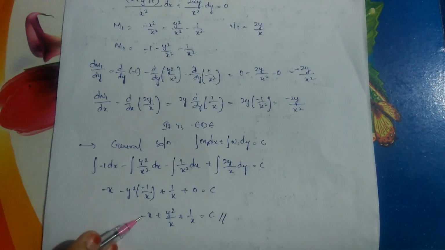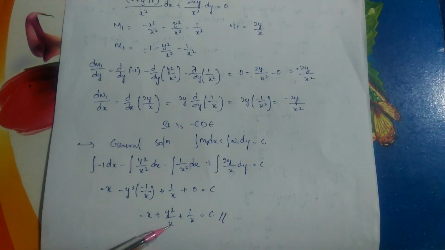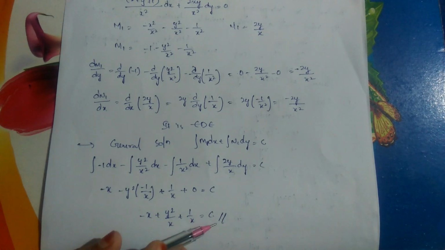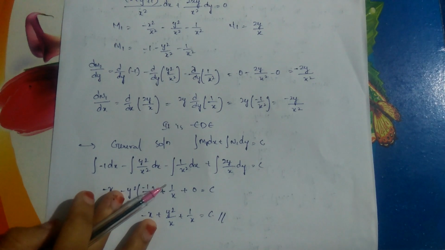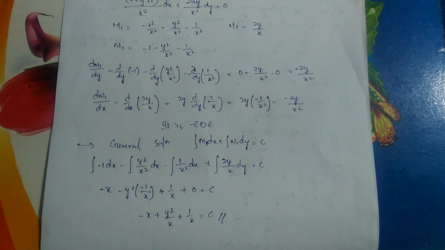Further, we get minus x plus y square by x plus 1 by x is equal to c, which is the general solution for the given equation. In the next video we will see more problems on method 3.